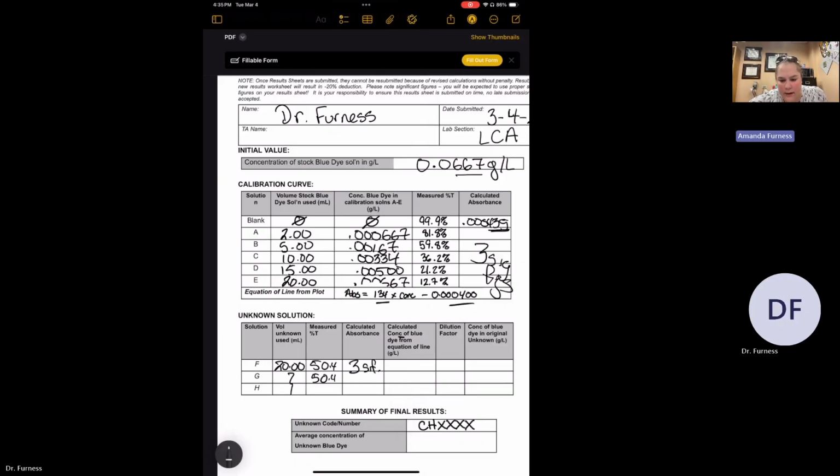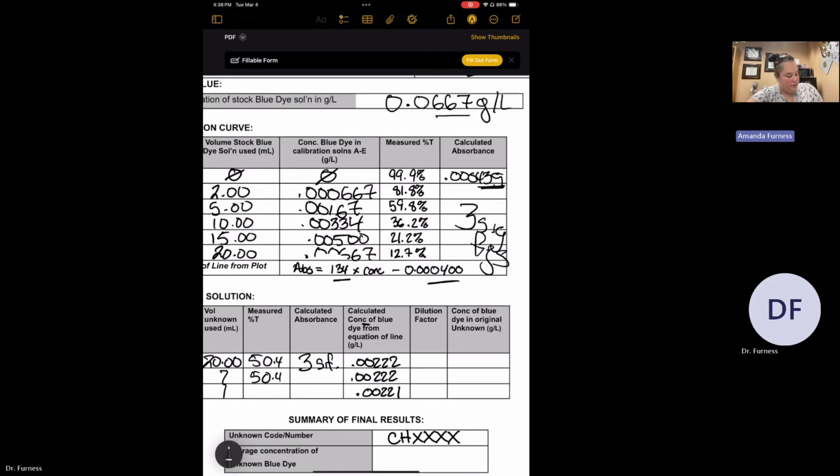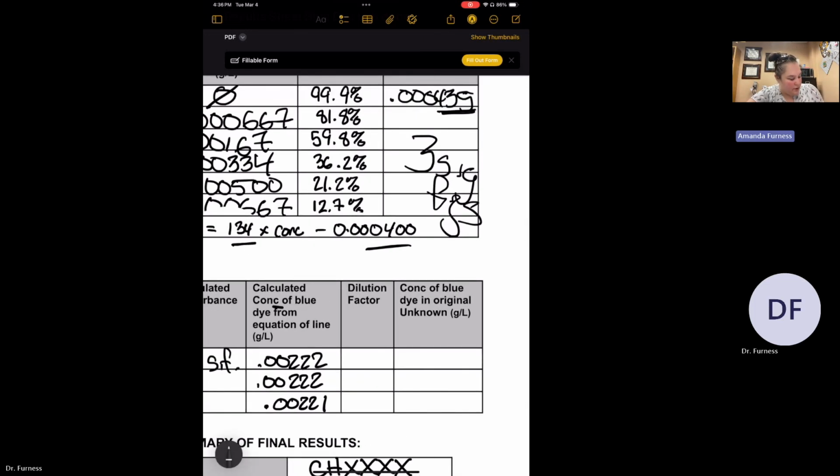So looking at my spreadsheet, this would then be 0.00222, 0.00222, and 0.00221. All right, dilution factor, the number of sig figs for that doesn't really matter. And then the concentration of the unknown would also have to be only 3. So 0.0222, 0.0222, and 0.0221.